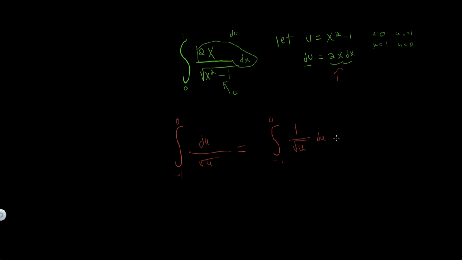It looks like we can potentially use the anti-power rule, so that's good. Okay, so this is equal to, well, the square root of u is just u to the 1/2. We can bring it to the top, making the power negative. So this is the definite integral from negative 1 to 0 of u to the negative 1/2 du. Now from here, we can actually just use the anti-power rule.